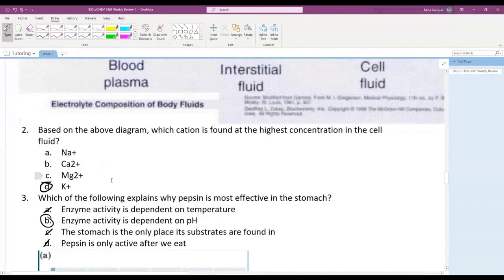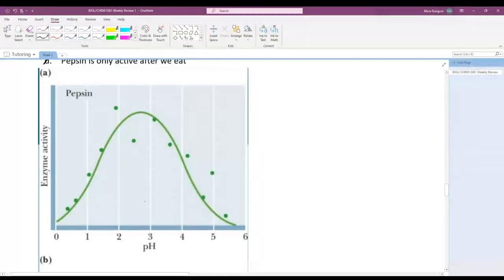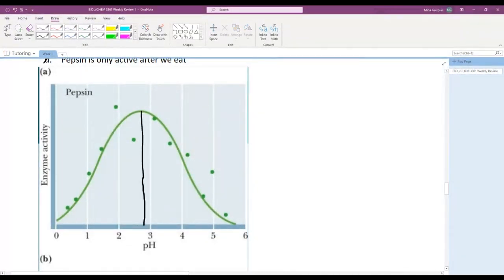And I want us to think about this. I'm going to scroll down a little bit. So here's the enzyme activity by pH of pepsin. An important highlight here is it's most efficient somewhere between 2.5 and 3. So I want us to think about how pepsin cleaves a ton of stuff in our stomach.